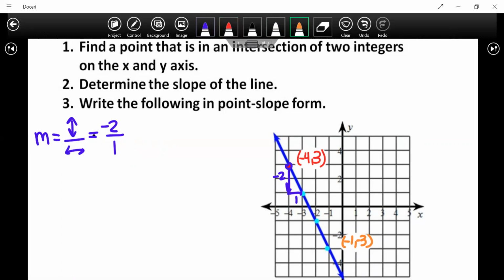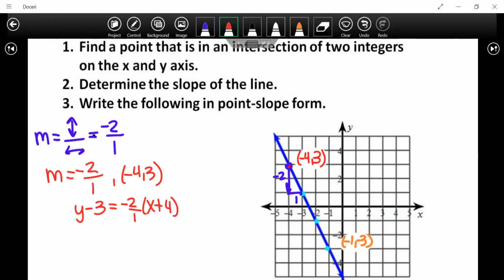Regardless of whichever one you use, you're giving me the same line, meaning the following. Let's say I found my slope to be m is equal to -2 over 1. And let's use my starting point, which happened to be 4, 3. Can you give me the equation for that in point slope form? What would it be? Y minus 3. Done. You've given me the equation of the line that goes through that point.